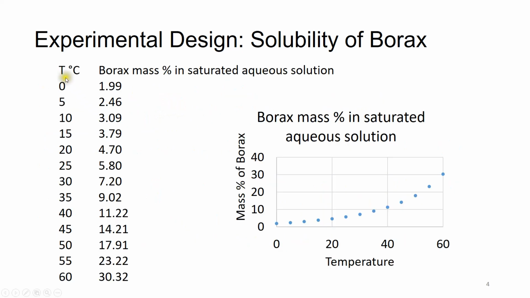Over here we have some numbers. At different temperatures we have different solubility, but those numbers are in mass percentage. So really this 1.99 means we can dissolve 1.99 grams of borax in about 100 grams of aqueous solution. So if you look at this graph, as temperature increases, the solubility increases.